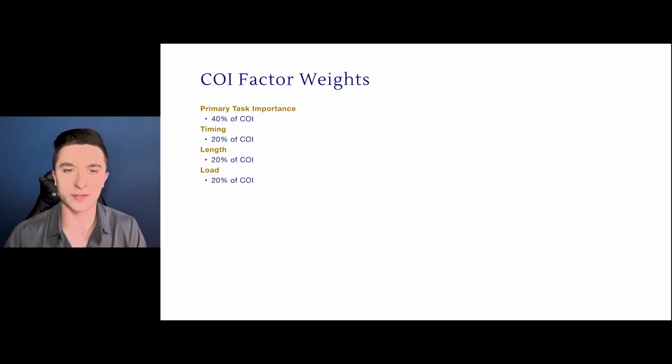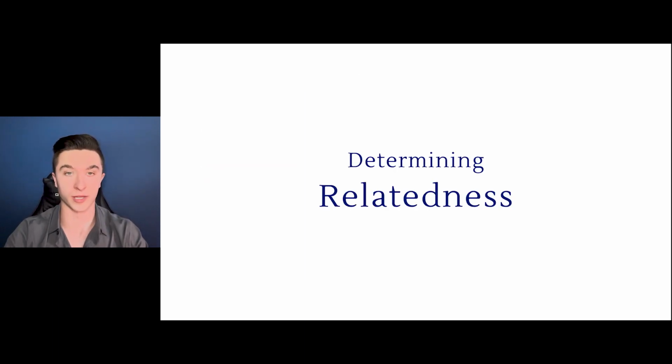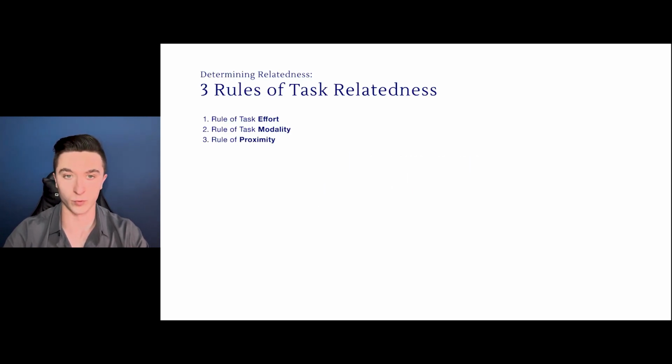So knowing that this is possible and knowing how to identify when this happens is going to save you from making a lot of unnecessary and avoidable errors in your clinical practice. Because most people only consider the primary task importance, they don't consider these other factors. Finally, we have the factors that determine the third property, relatedness. There are three rules of task relatedness to keep in mind. We have the rule of task effort, the rule of task modality, and the rule of proximity.